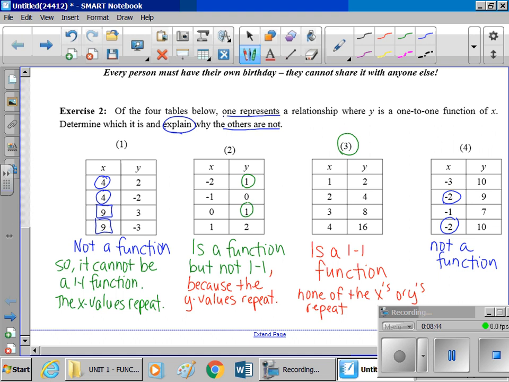Okay, we don't have to explain this one because this one, number 3, is a function. And this one's not a function. And why don't we say because the x values repeat.